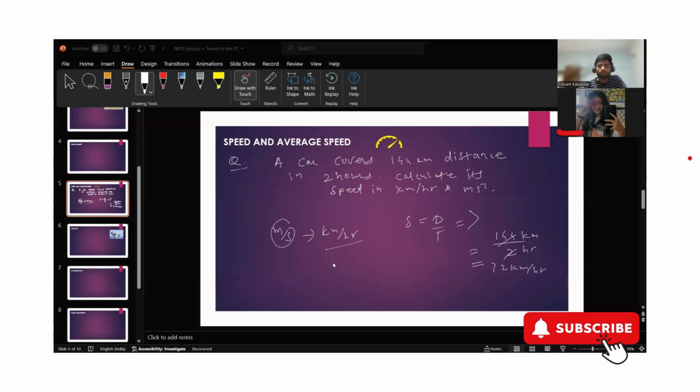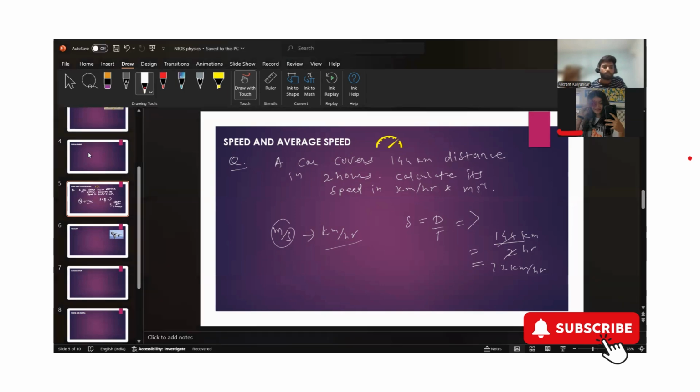So 72 kilometer per hour. Now we need to convert it into meter per second, right? First of all, you will convert the kilometer into meter. We know that 1 kilometer is equal to 1,000 meters. Correct. So speed is equal to 144 multiplied by 1000, divided by 2 hour.